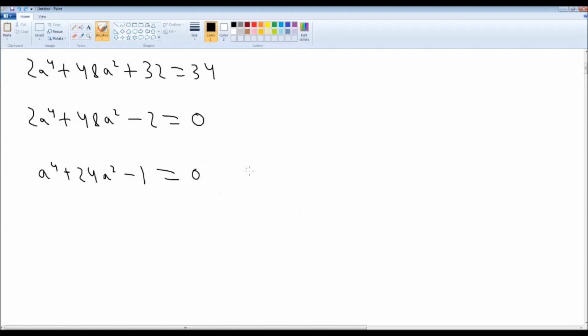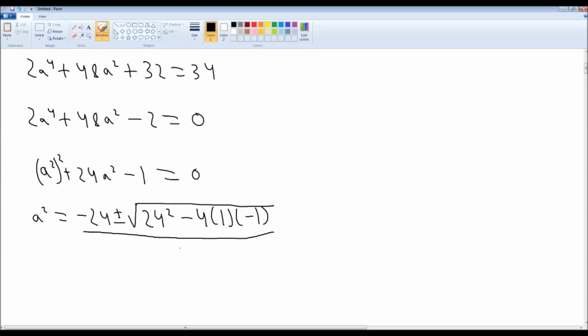But now we can use the quadratic formula to solve this, right? Just to make that a little more clear, note that this a to the 4 is really just a squared, but squared. So that's logically equivalent to saying that this is equal to negative b plus or minus the square root of b squared minus 4ac, all over 2a.